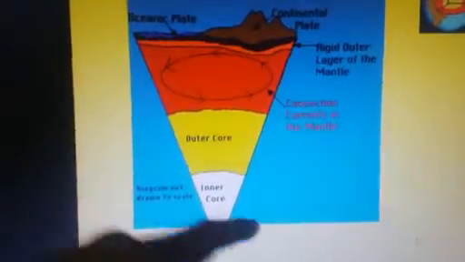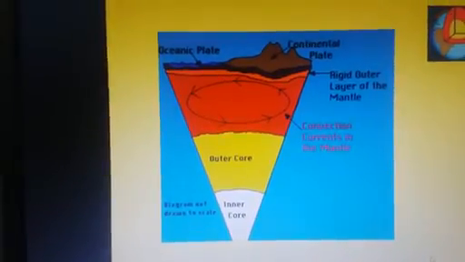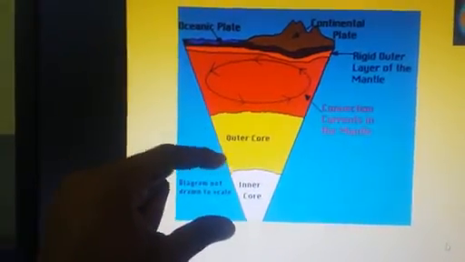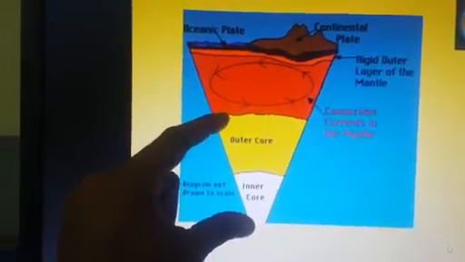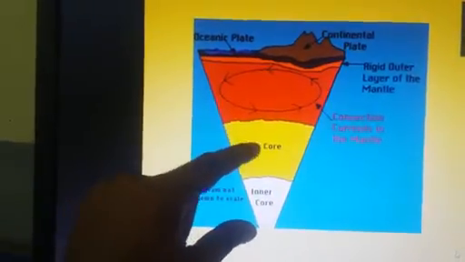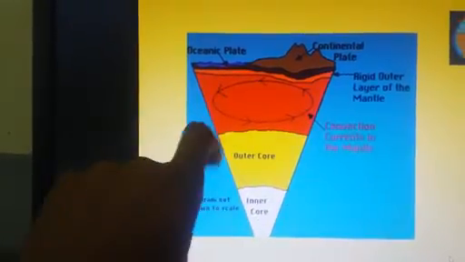In our next class we will discuss the mantle. And your homework: you will write about the core in 2 to 3 lines. What is the core, and which chemicals are found in the core.